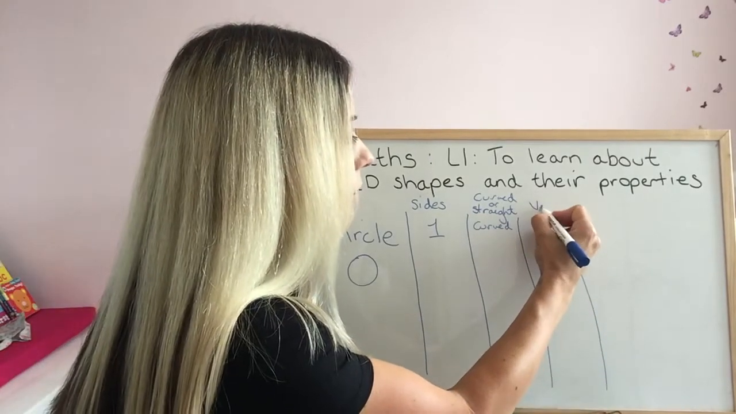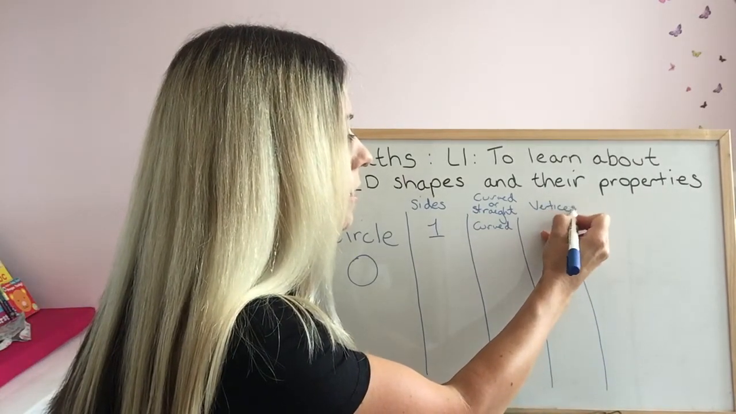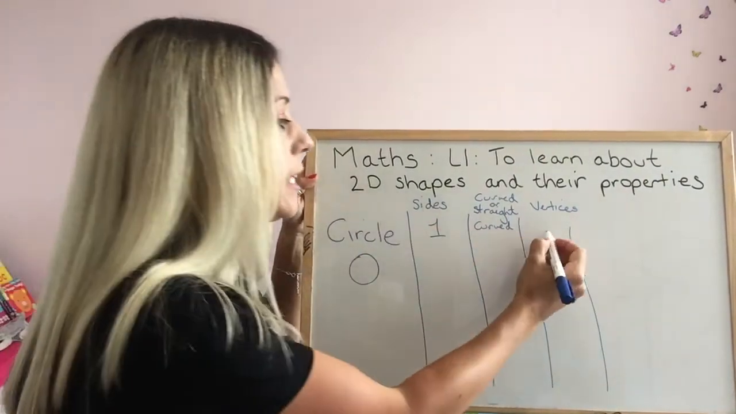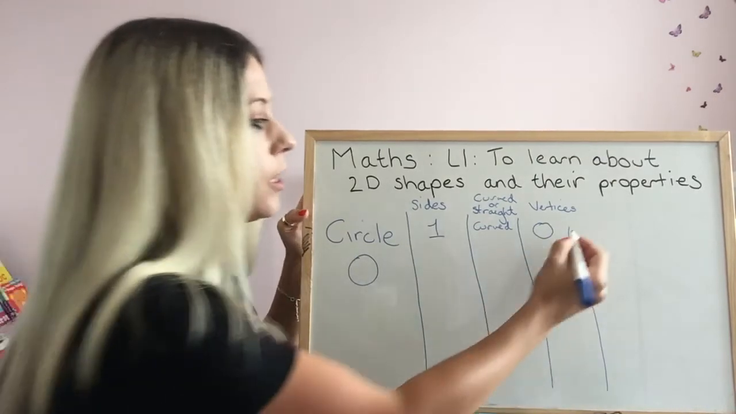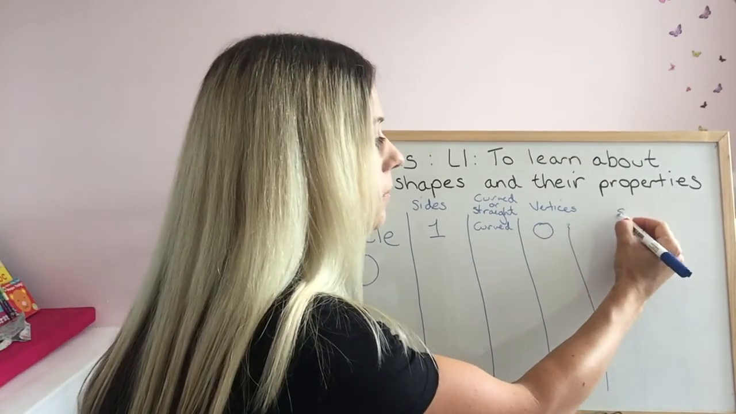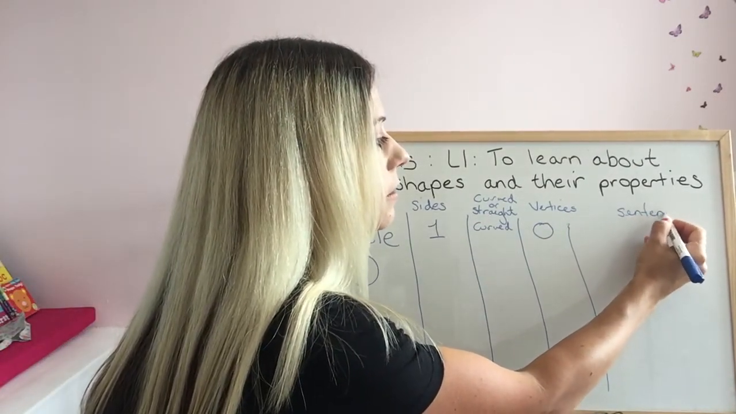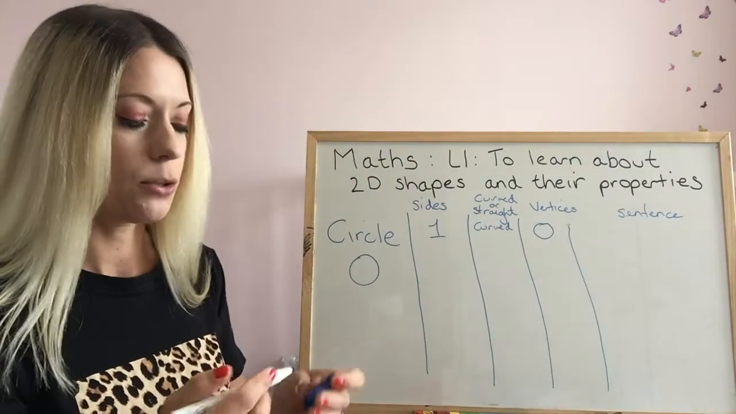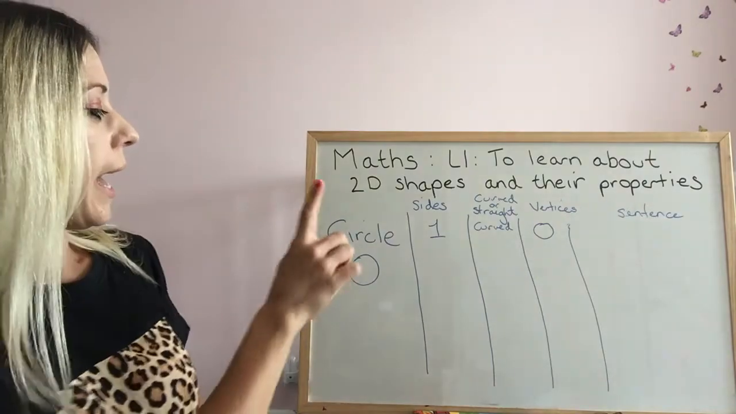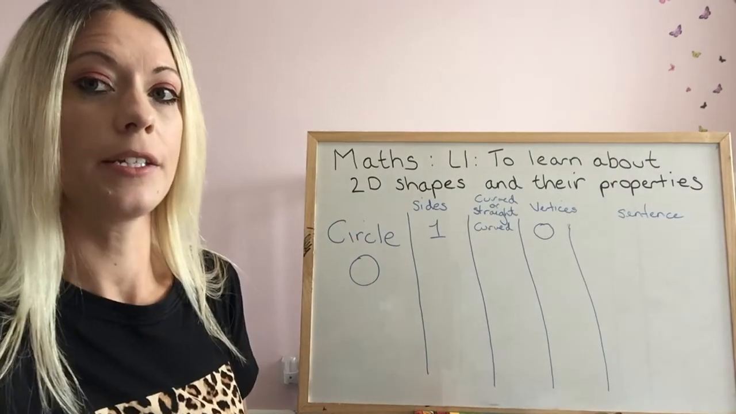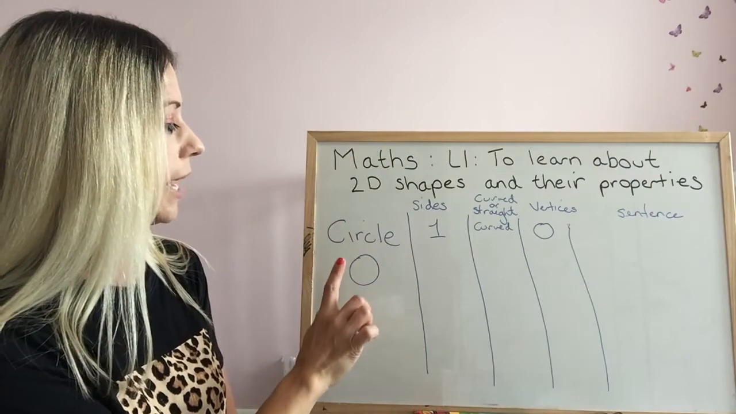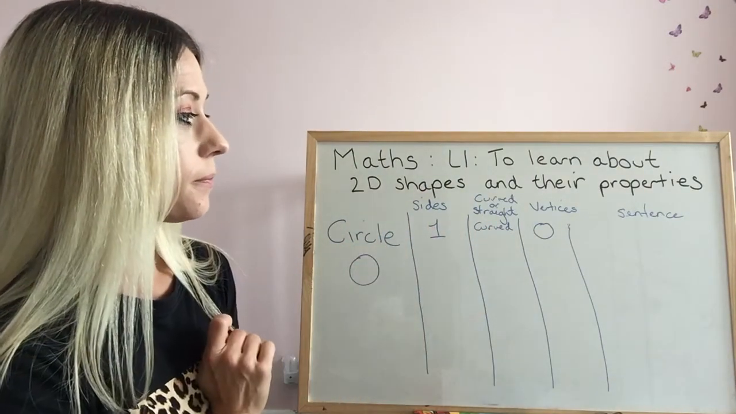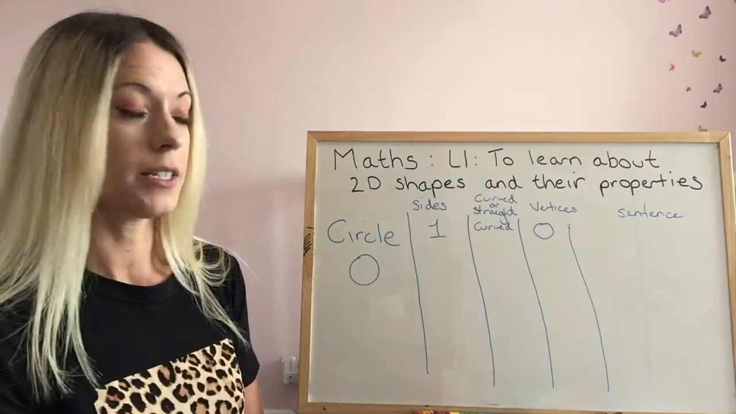Can you tell me how many vertices it had? That's right, it didn't have any, it had 0 vertices. So here on your table, I would like you to write a sentence putting all of this together. Let's do the first one. A circle has one side that is curved with 0 vertices.